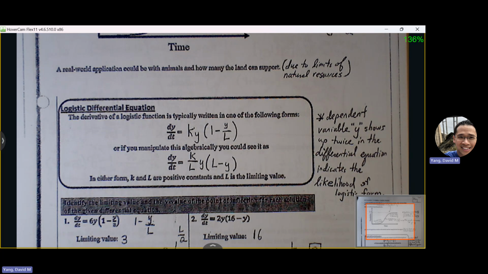Or if we manipulate this algebraically, we could also get it to a form of k over L times y multiplied by L minus y. In either case, k and L are positive constants and L is your limiting value. So depending on the problem form, sometimes it's easier to make a match with this form, and sometimes it's easier to make a match with this form. And today we're just going to look at these differential equations and pull out the specific information that the problem is asking for.